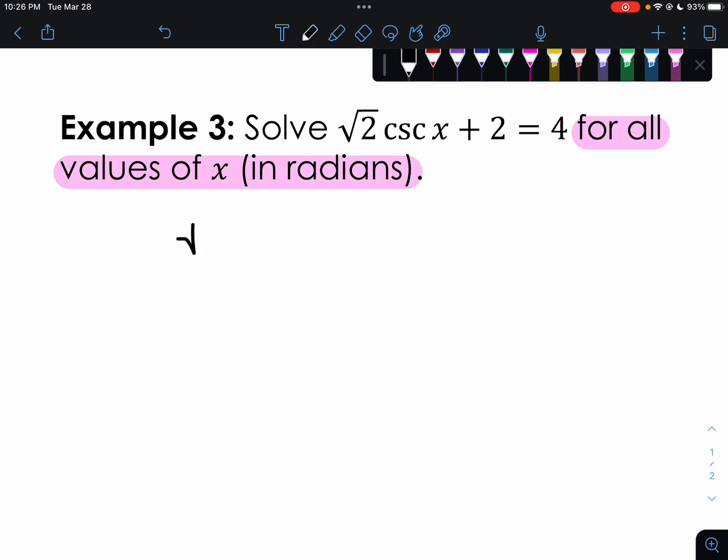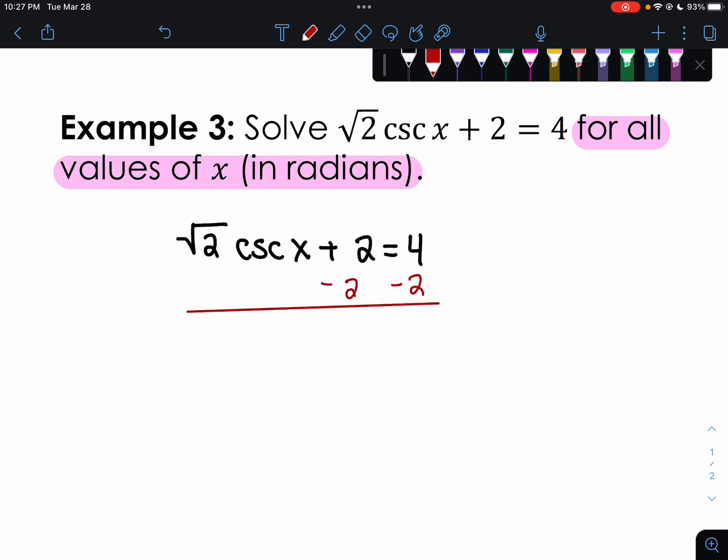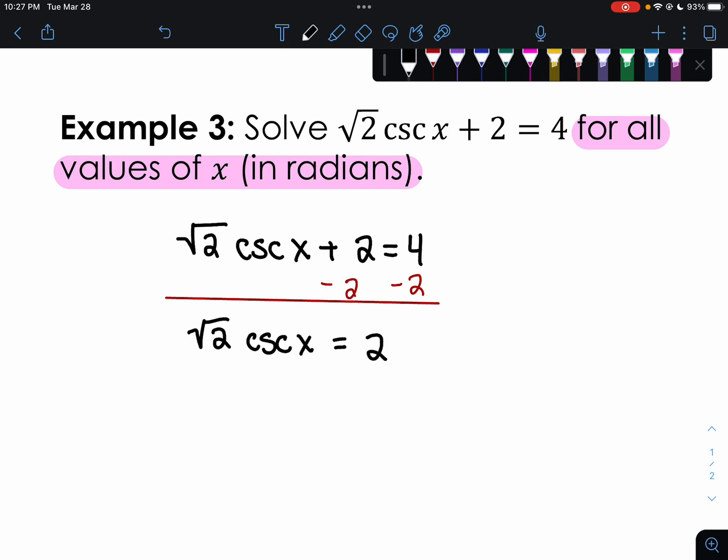What we're going to do here is take this square root of 2 times cosecant of x plus 2 equals 4, and isolate the trig function. So first, we're going to start by subtracting 2 on both sides. When we subtract, we get rad 2 times cosecant x equals 2, because this and this cancel out, and 4 minus 2 is 2. Then I'm going to divide both sides by the square root of 2.